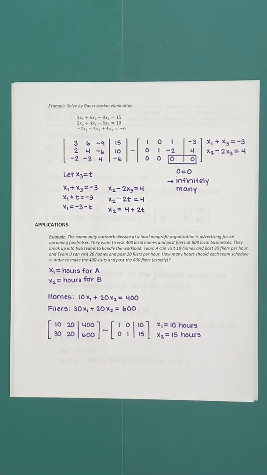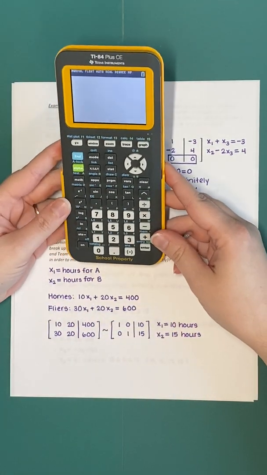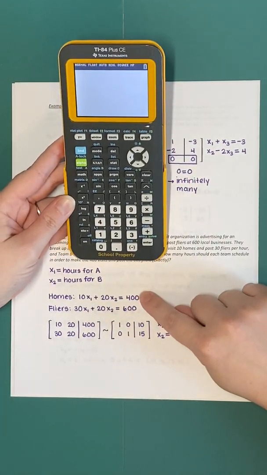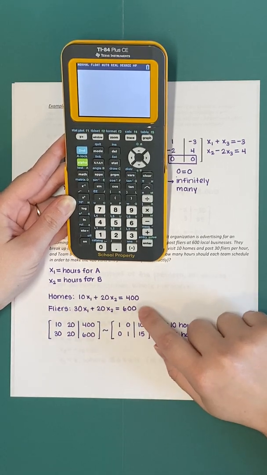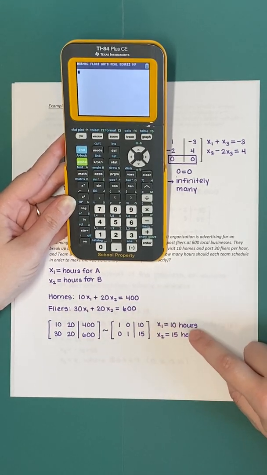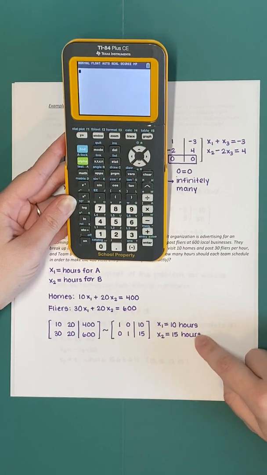Now, because this is an applied problem, it seems like there's a lot more likelihood that we could go awry with our actual values that we're choosing. So let's make sure that these values do in fact satisfy both of our equations. So the goal is to visit 400 homes using 10 hours and 15 hours per group, and 600 businesses, again, using the 10 and 15 hours per group.